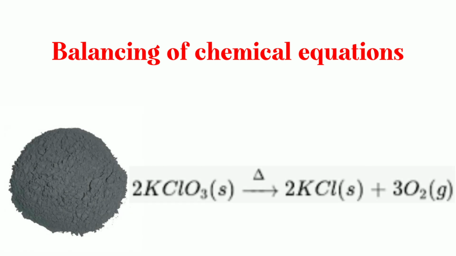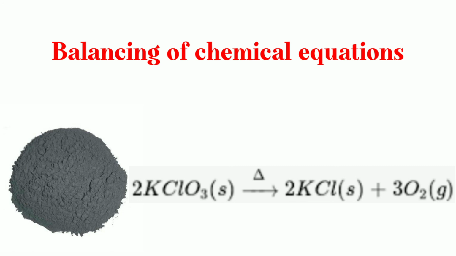When potassium chlorate KClO3 is heated in the presence of manganese dioxide catalyst, it decomposes to form potassium chloride and oxygen gas. This can be written as 2KClO3(s) gives 2KCl(s) + 3O2(g). Potassium chlorate gives potassium chloride plus oxygen. Here delta stands for heat and MnO2 is the catalyst. So the above equation shows the conditions under which the reaction takes place.